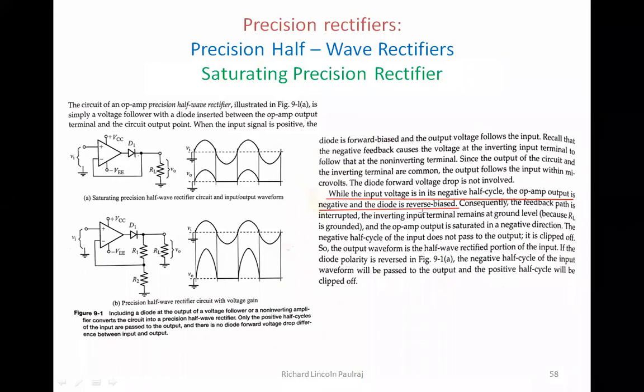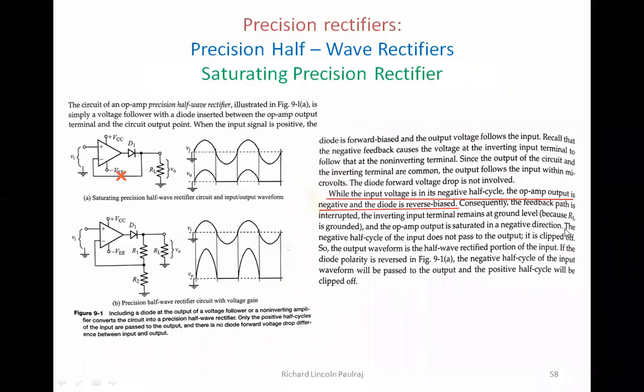Precision means accuracy. Consequently, the feedback path is interrupted. So there is no feedback path here, which means this feedback path is as good as not having it. The feedback path is interrupted and the inverting input terminal remains at ground level, because RL is grounded.